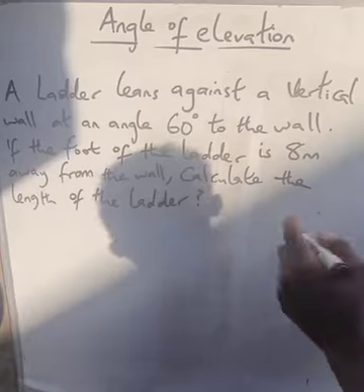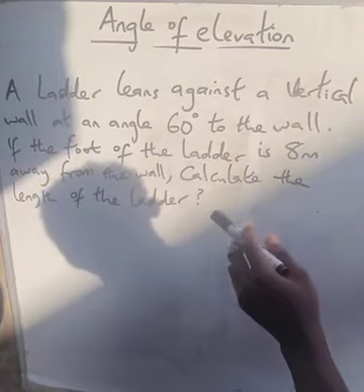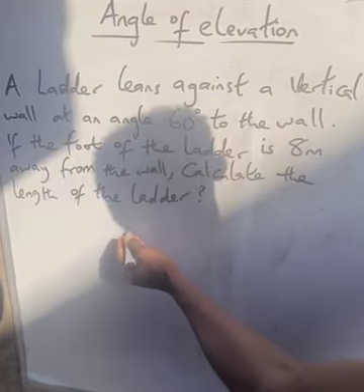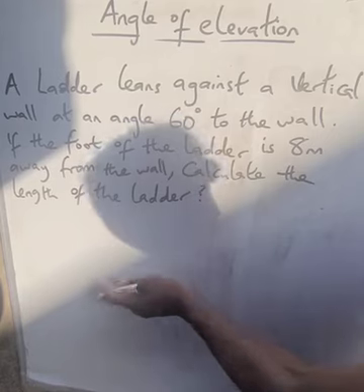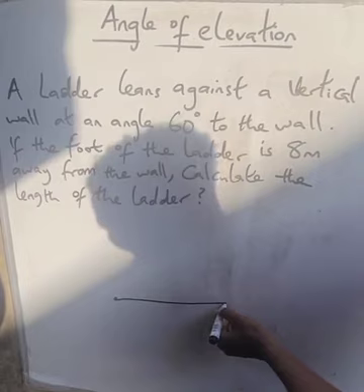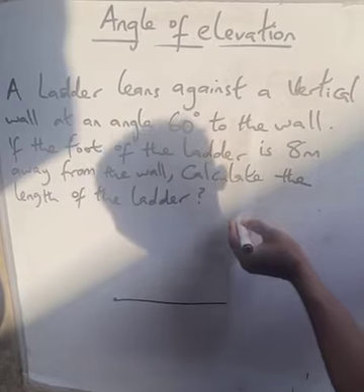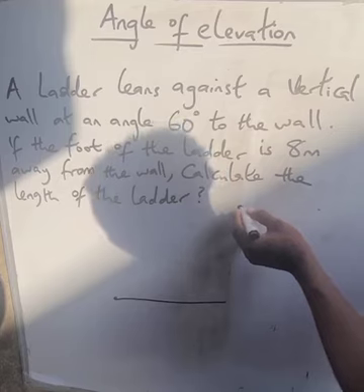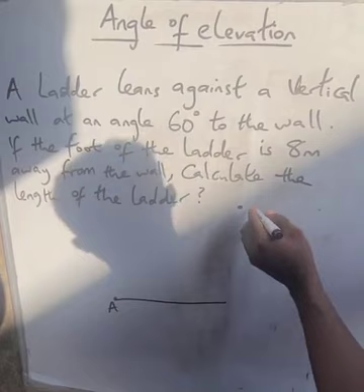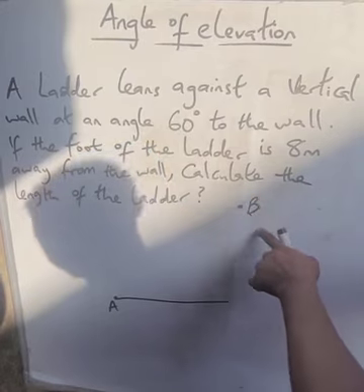So we're looking at angle of elevation. Now, angle of elevation is simply an angle that is formed when an observer, let's say you have an observer here on the ground level, observing an object here. So let's say the observer is A, observing an object, let's say B.